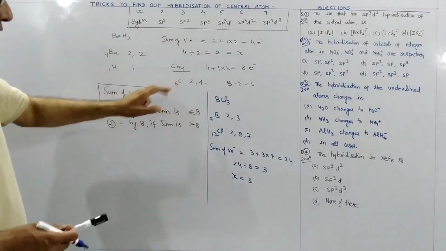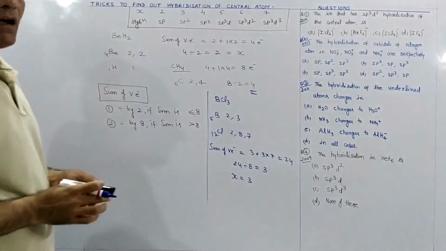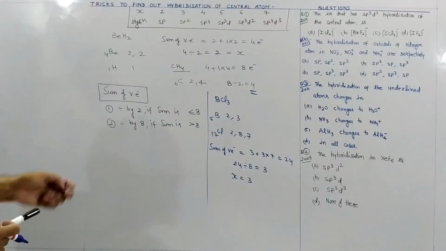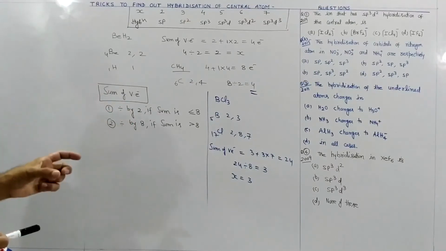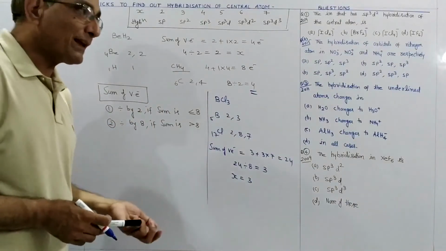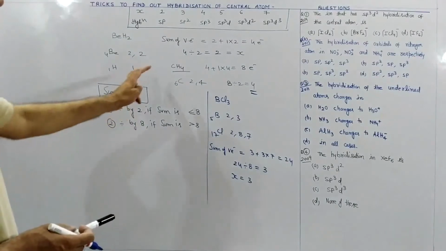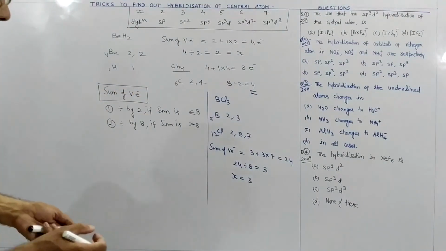In methane, we are getting x value 4, so it will be sp3 hybridization. You can take any example. This method is applicable for any compound. The only thing you have to keep in mind is don't apply this for coordination compounds, because in coordination chemistry we have to talk about strong ligand and weak ligand. So this method will not work there. Otherwise, for all compounds you can use this.